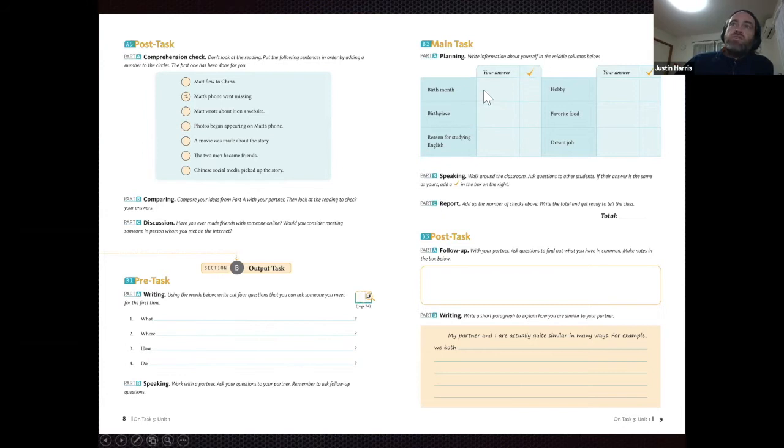In this case, what they do is they're going to go around the class. First of all, they write their own answer for these things. When's your birth month? April. Where's your birthplace? Huntley. Anybody here from Huntley? No, I bet you. Huntley's a small town in New Zealand. Reason for studying Japanese, in my case, well, in English, but Japanese, I live here. Hobby, playing the guitar. Favorite food, sushi. Dream job, rock musician in the 90s.